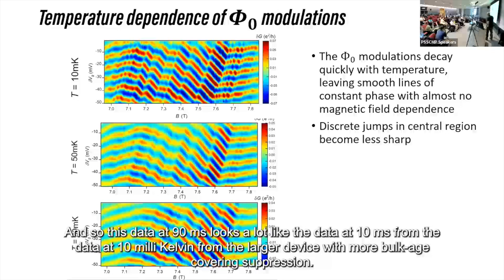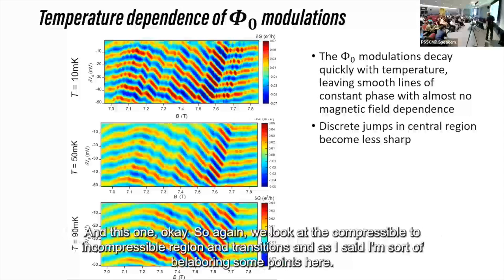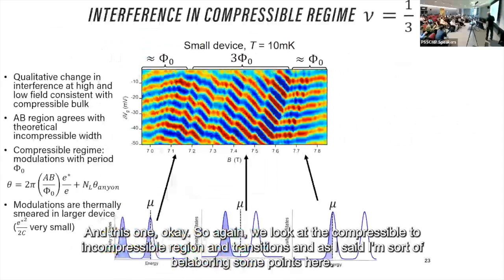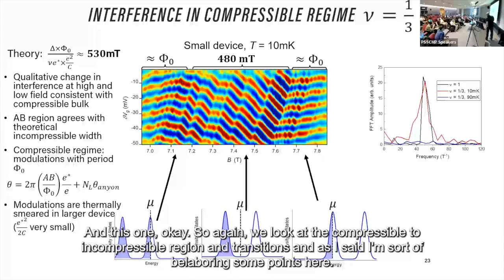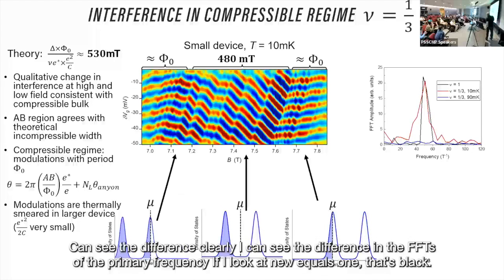And so this data at 90 millikelvin looks a lot like the data at 10 millikelvin from the larger device with more bulk edge coupling suppression than this one, okay? So again, we look at the compressible to incompressible to compressible region and transitions. And as I said, I'm sort of belaboring some points here. I can see the difference clearly in the FFTs of the primary frequency.